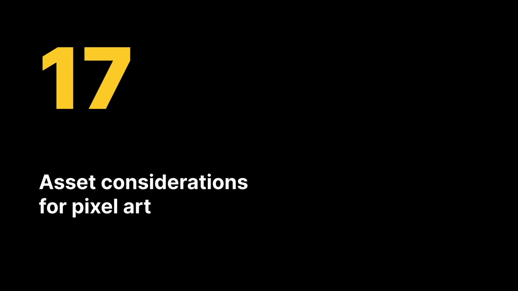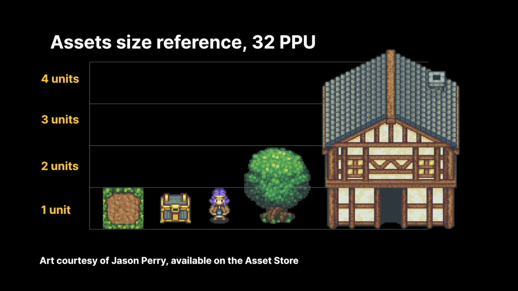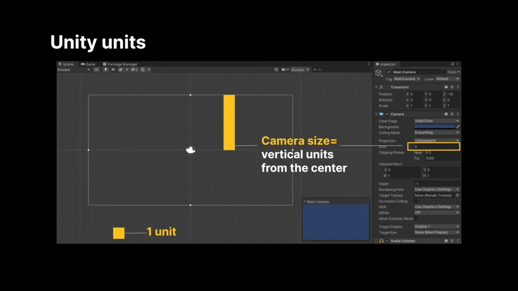In this section, we will look at tips to keep your pixel art beautiful and sharp. A key aspect for good pixel art is to be consistent in the pixel density across all our assets. If our project has 32 pixels per unit, we can expect one unit to contain 32 pixels, like our tile on the left side. As a reminder, the default camera has the size expressed in vertical units from the center of the camera. That means that in our setup, we could fit 10 tiles vertically.